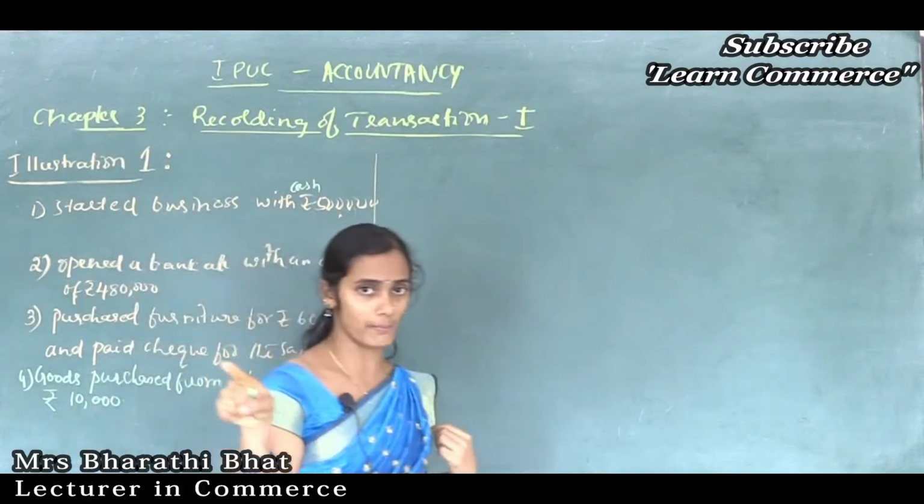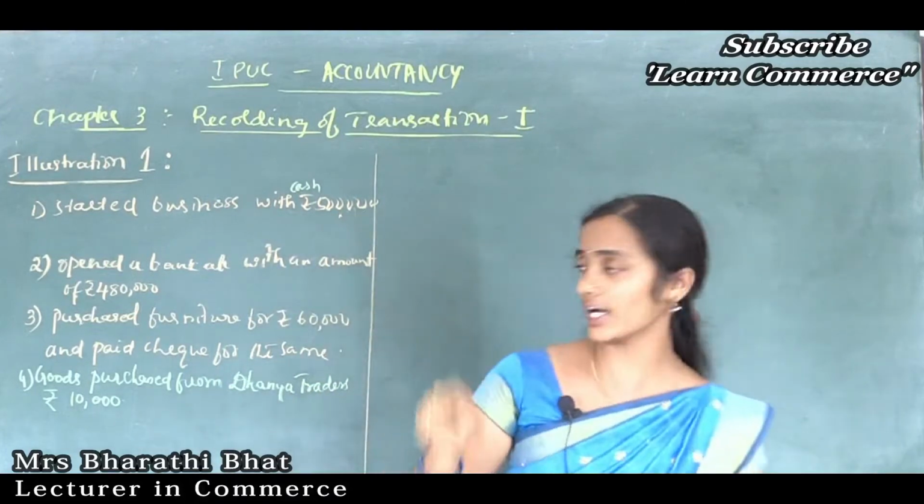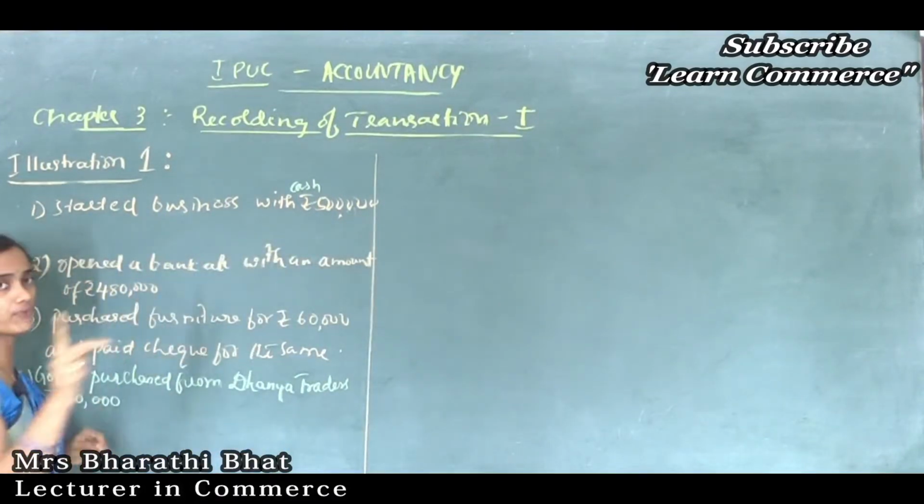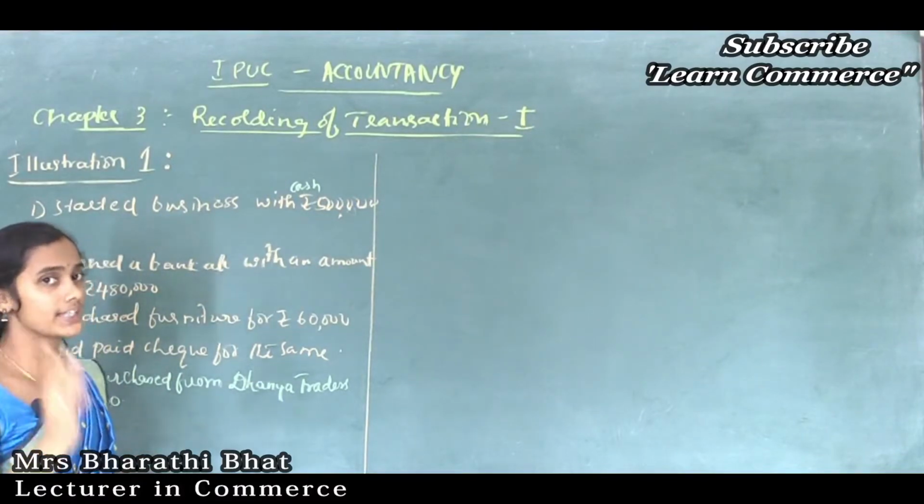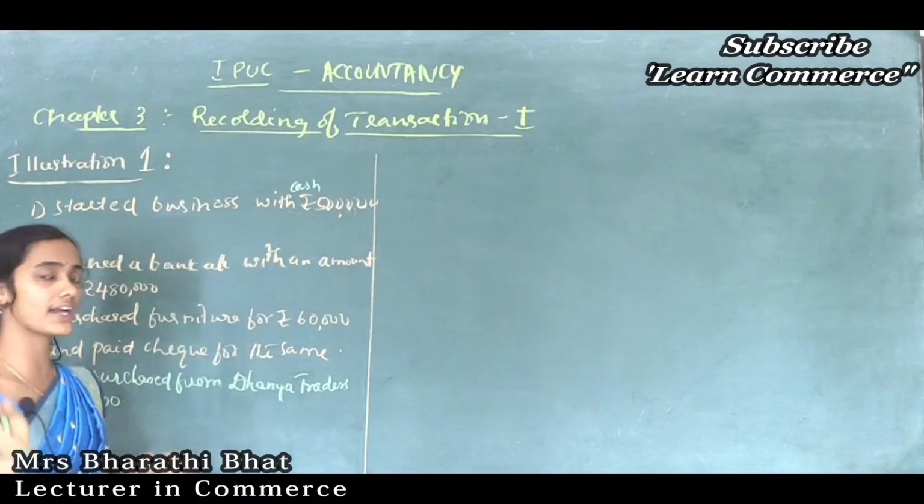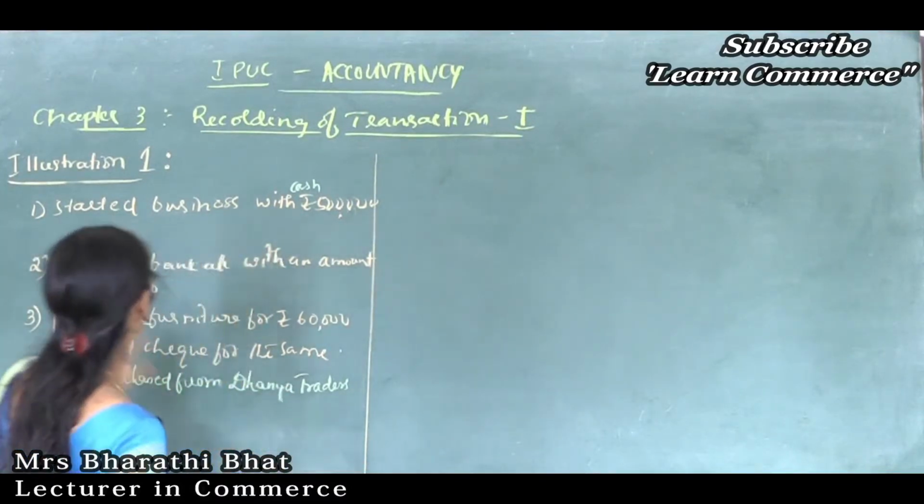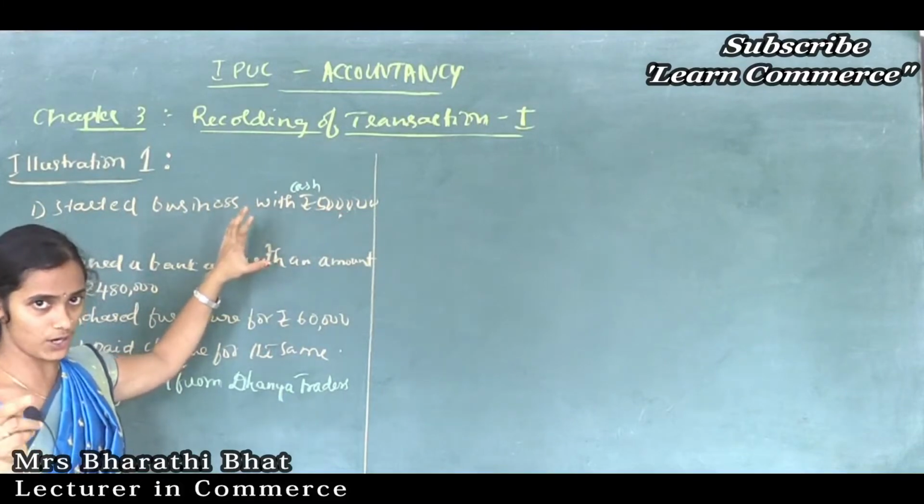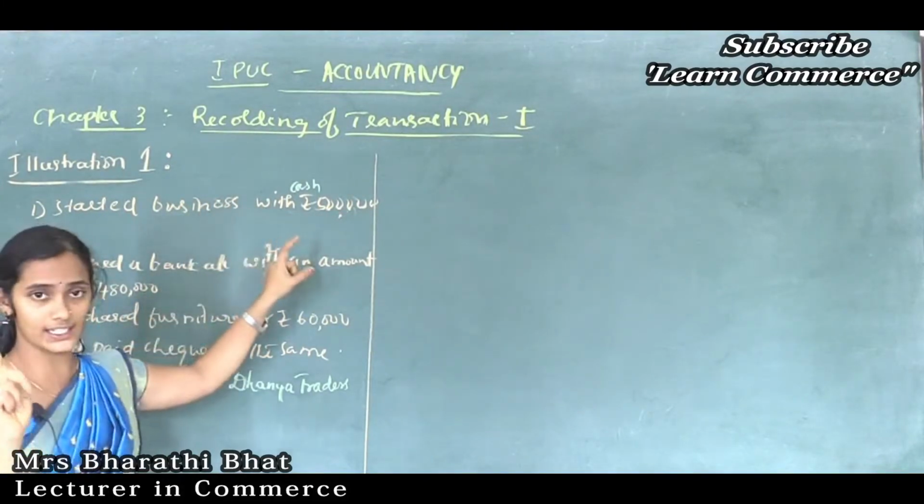So in T format, each and every one of us should know that each and every transaction affects two different accounts. That is, one is debit, another one is credit. Left side is debit, right side is credit. We know that. And first we should classify the two different accounts which are affected by a single transaction.